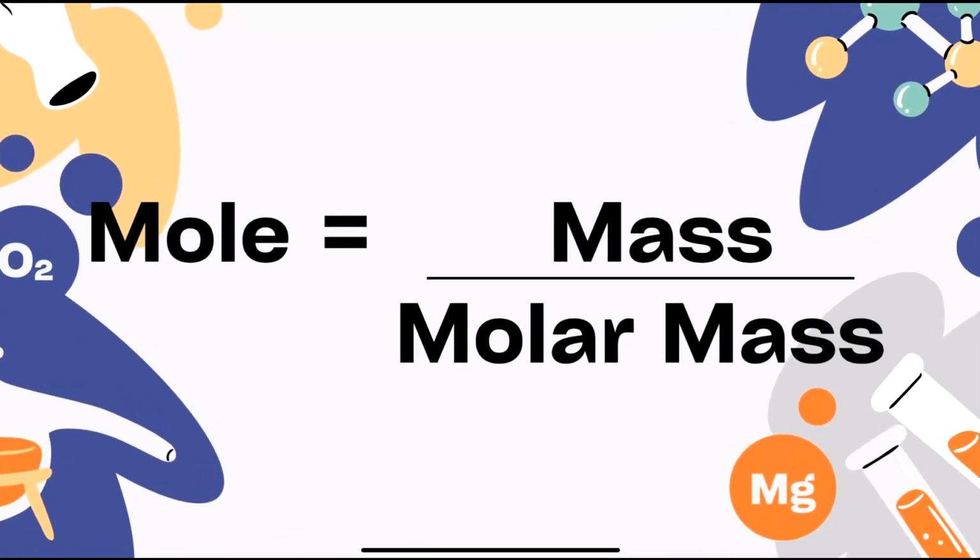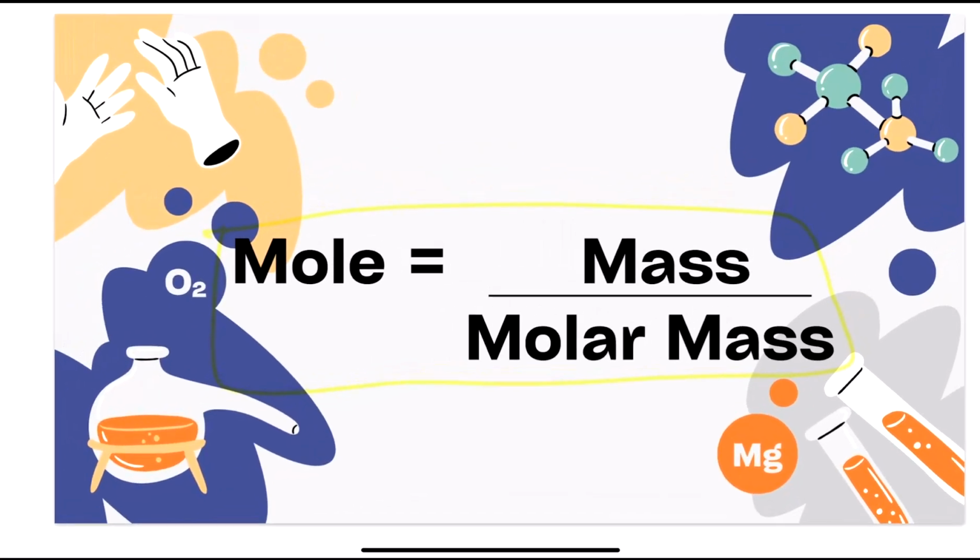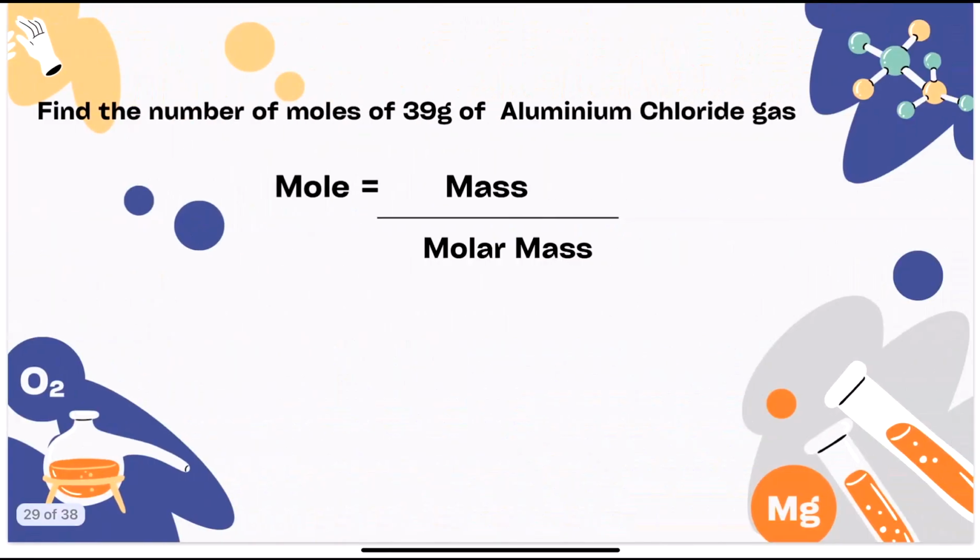Next, we want to talk about how you find the mole. So mole is essentially the mass over your molar mass. This is the essence of stoichiometry. You cannot do stoichiometry if you don't know how to find the mole. So let's look at an example. So we have: find the number of moles of 39 grams of aluminium chloride gas.